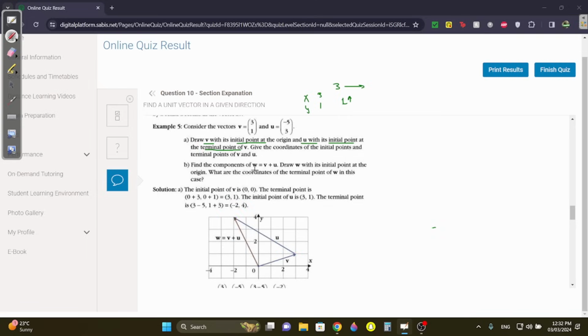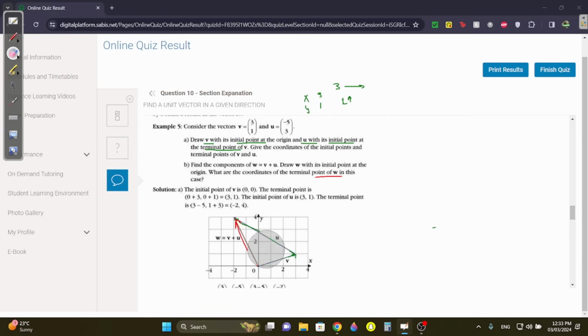Part B, w equals v plus u. Draw w with its initial point at the origin. What are the coordinates of the terminal point of w? Whenever you're adding two vectors, you just connect the initial point of the first one to the terminal point of the other one. For w here, we got these two vectors. How would you find w if it's v plus u? You just connect it. That's it. This is w. What are the coordinates of the terminal point of w? It's going to be over here, which is minus 2, 4.